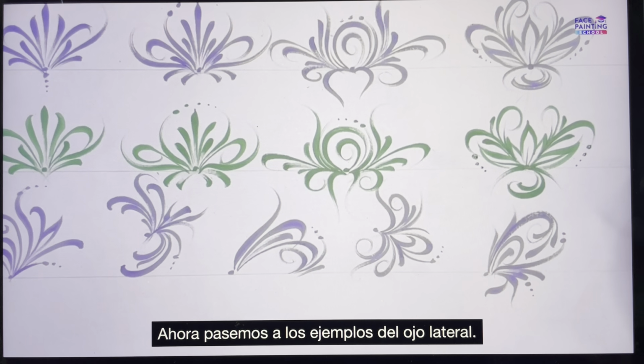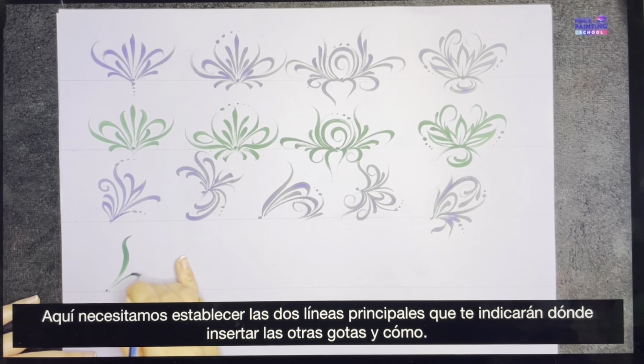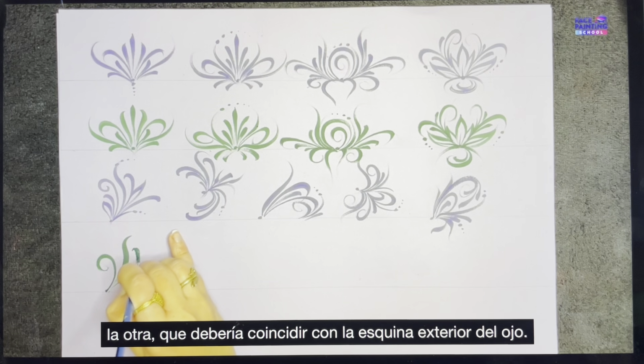Now let's move to the side-eye examples. The first composition is focused just in the upper part of the side face area, so towards the eyebrow. Here we need to stake the two main lines that will let you know where to insert the other teardrops and how. So I'm starting with this long, crisp S-shaped line, and keeping a nice wide angle, I add the other one, which should coincide with the outer corner of the eye.